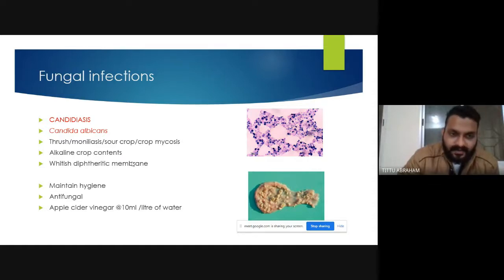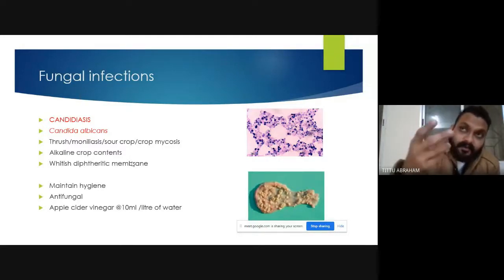It is because of the alkaline hand-feeding formula. Hand-feeding formulas usually will be alkaline in nature, and some might have a high amount of glucose. This high glucose and alkaline condition favors the growth of Candida. It affects the esophagus, and a whitish diphtheritic membrane, meaning a false membrane, will be formed.